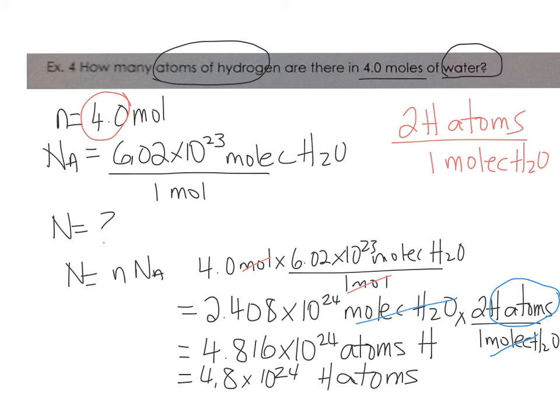Now, do not ever round early. Do not round the number of molecules of water and then multiply that by 2, because sometimes it introduces rounding errors. So if you're going to use a number again, don't round it off. Okay?